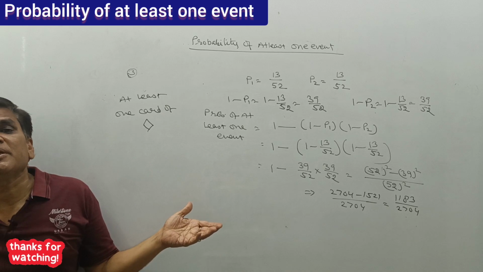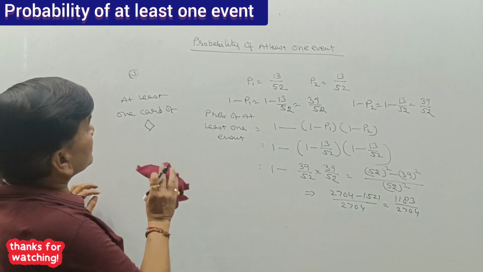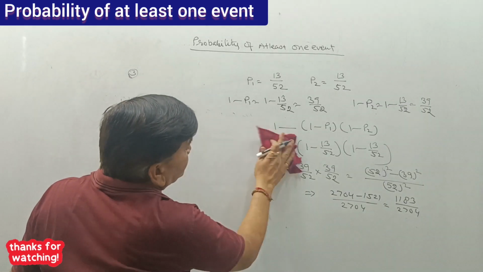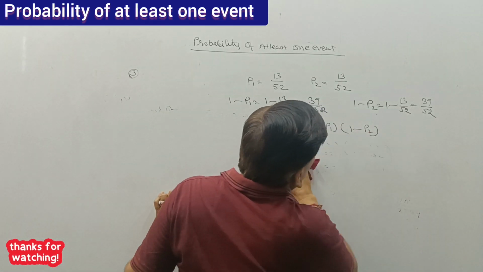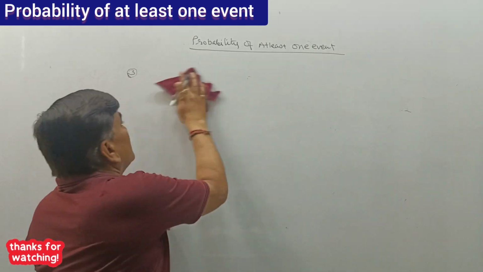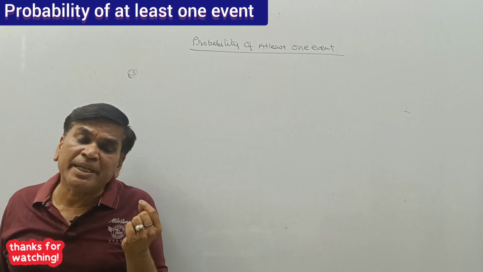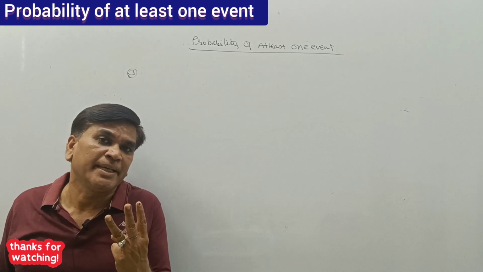So it's very easy to calculate the probability of at least one event. Any type of question is over there, no problem at all, we can calculate. Suppose three dice are there. From throwing 3 dice, calculate the probability of at least one 3.